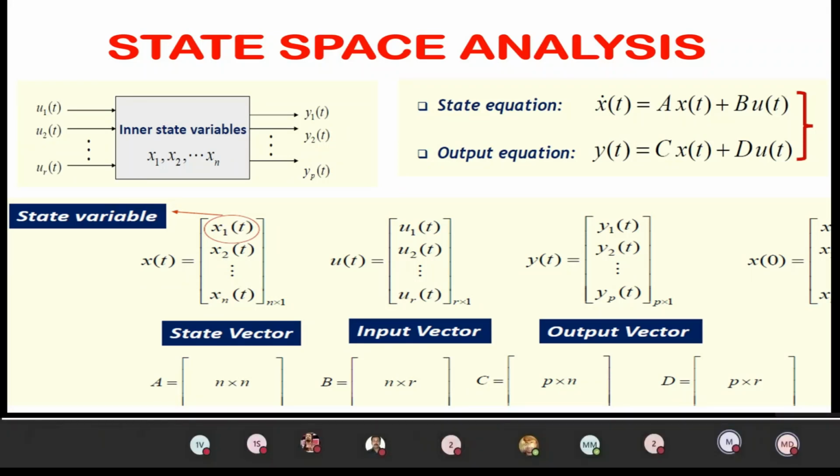Today we start with the state space analysis of the control system. If you have any system, it can be analyzed with a transfer function model as well as a state space model. The transfer function model is a conventional method and the state space model is a modern technique. In the transfer function model, by varying the input quantity, you can vary the output quantity.